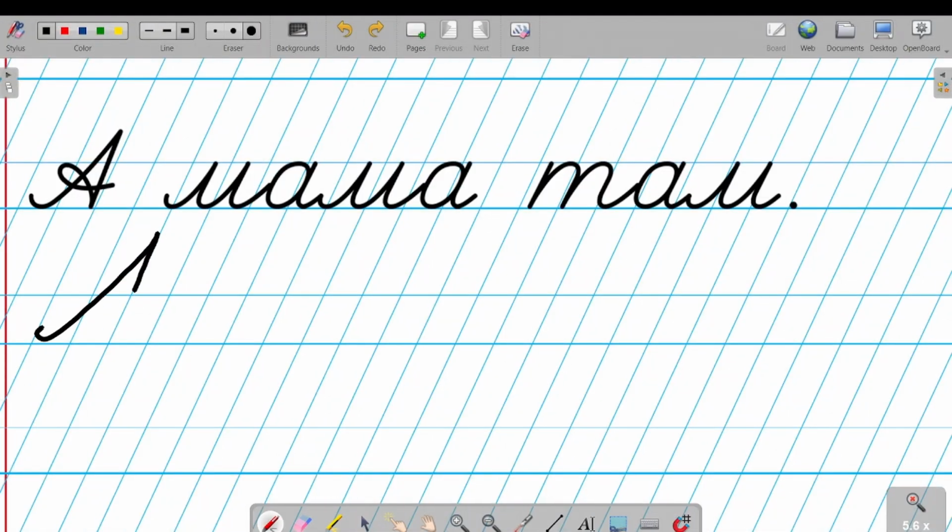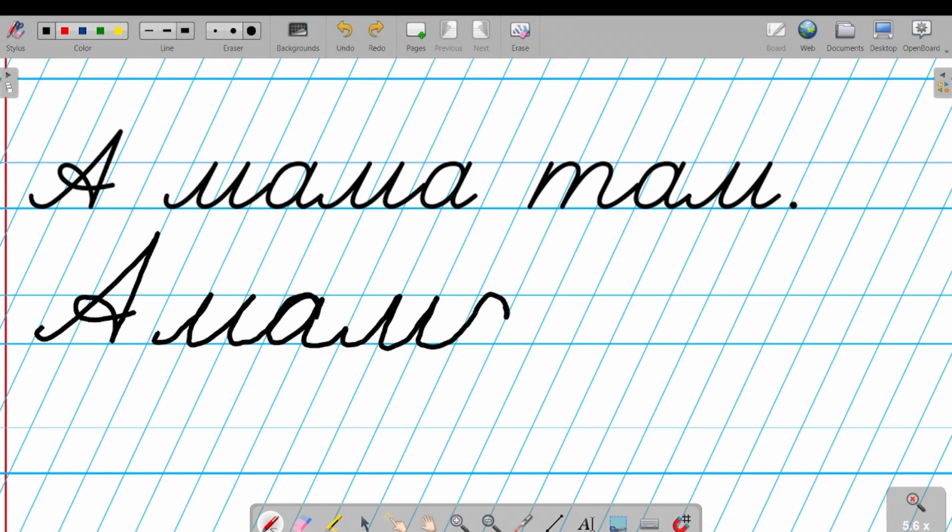Now let's write this sentence. Can you read it? It says, "A mama tam." This one means, but mom is there. It can also mean, and mom is there, or whereas mom is there, like I'm here, whereas mom is over there, somewhere else, not here, where I am.